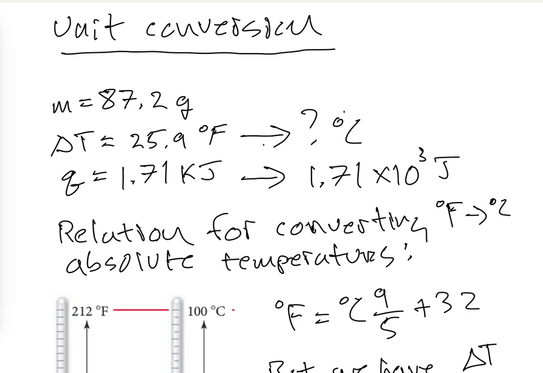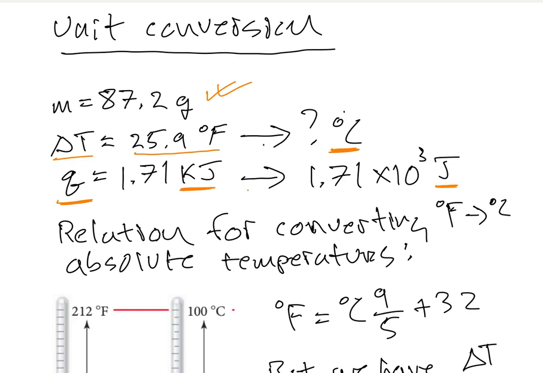Okay, so the unit conversion steps, well, for mass, nothing's needed to be done. The given values in grams, the desired values in grams, we're good to go. However, both the delta T and the given energy must be converted to the desired units here. For the first one, we're given a value in degrees Fahrenheit, and we need to convert that delta T into units of degrees Celsius. With energy, we're given a value in kilojoules, and we need to end up in joules.